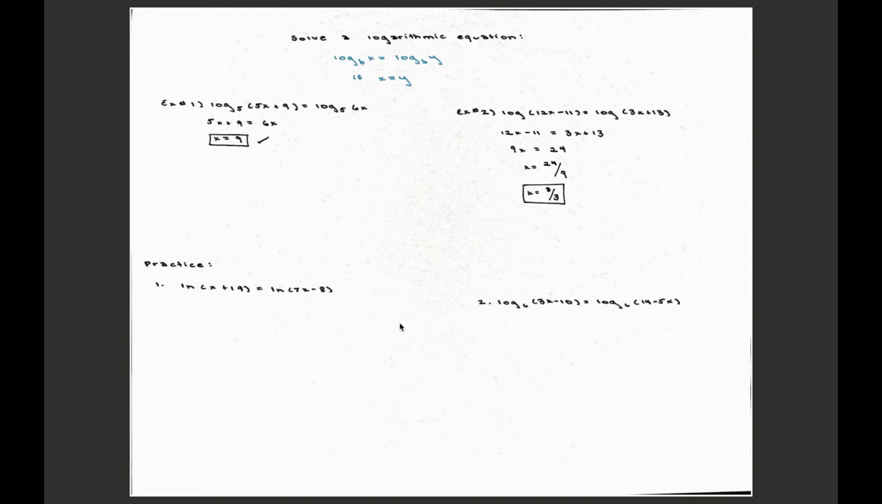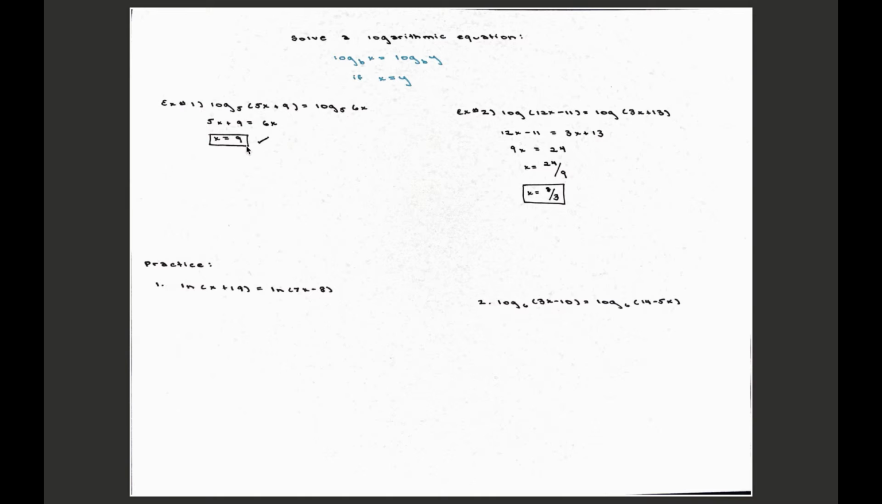All right, what if I have a situation where I have 2 logs on either side? Keep in mind, I'm not going to have another number added or subtracted on either side. What if I just have my logs? Well, if those logs are equal and they have the same base, then I can just say that their x and their y are equal. So for example, if I give you this problem, notice that the logs are equal, they have the same base, so I can just set 5x plus 9 equal to 6x, and my answer is 9.